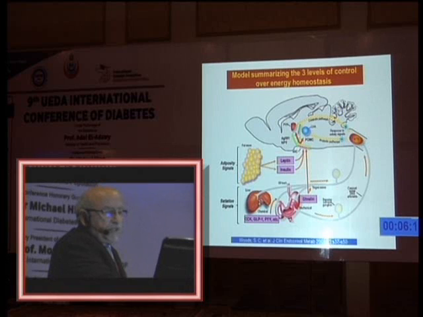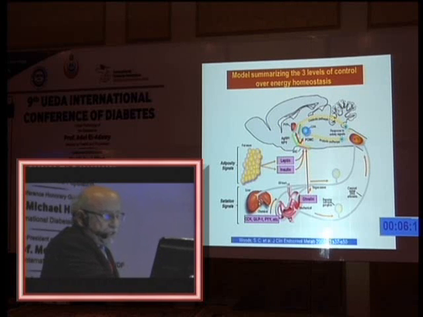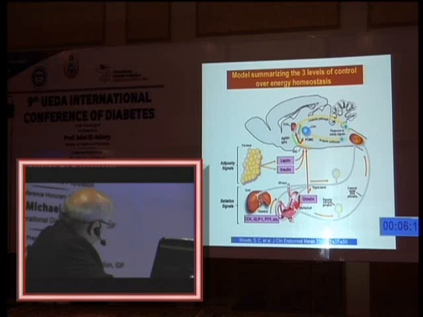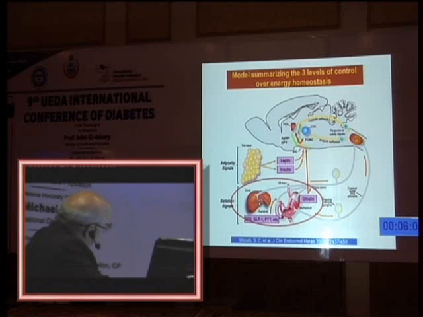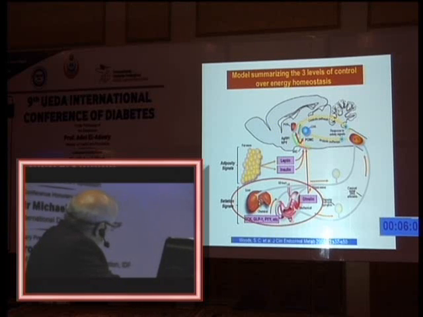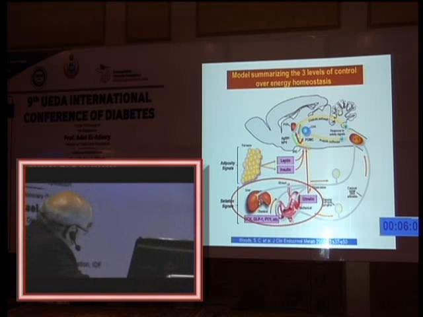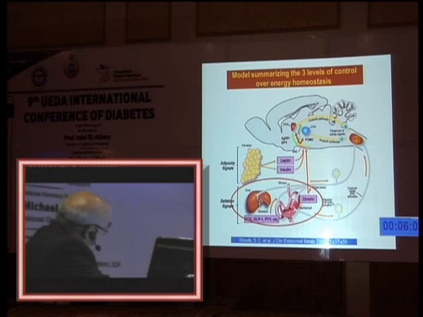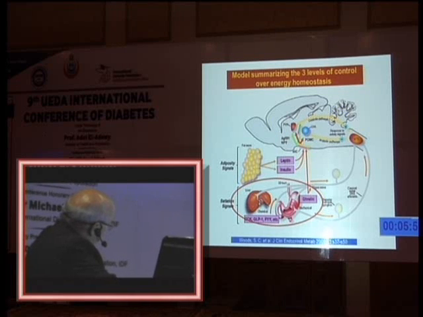This model summarizes the three levels of control over energy homeostasis. The first is the signals that come from the GI tract to the hypothalamus, the substances that we talked about, and from the fat tissue.